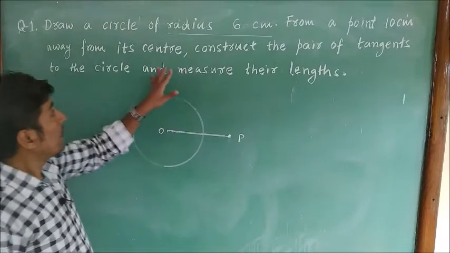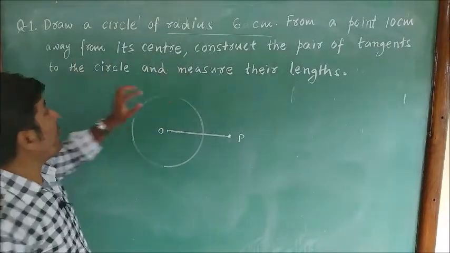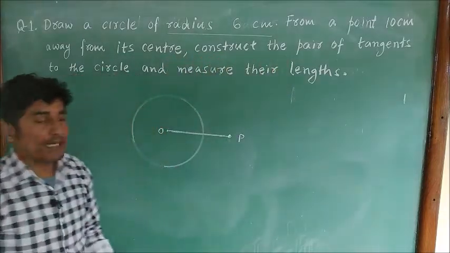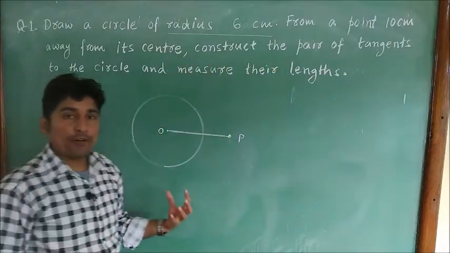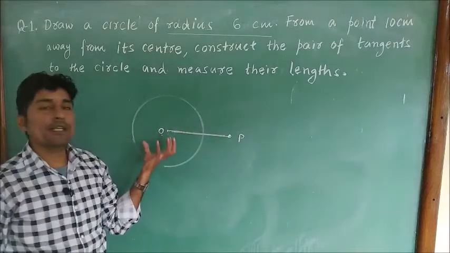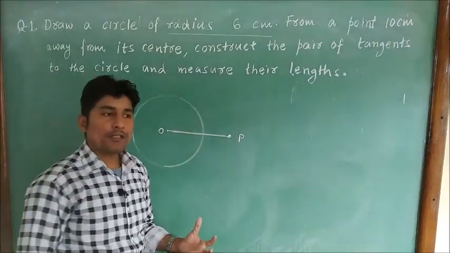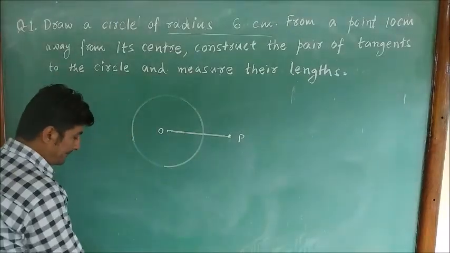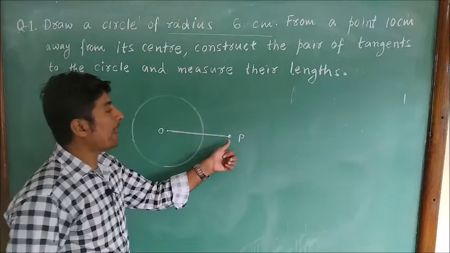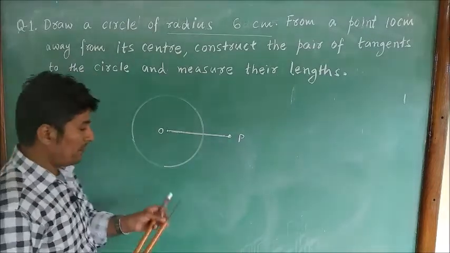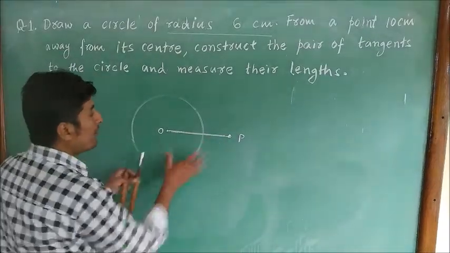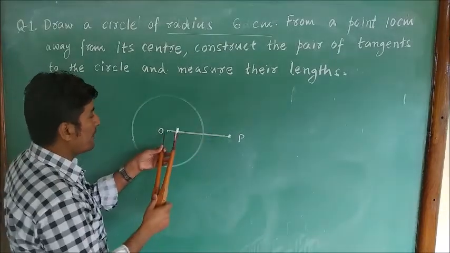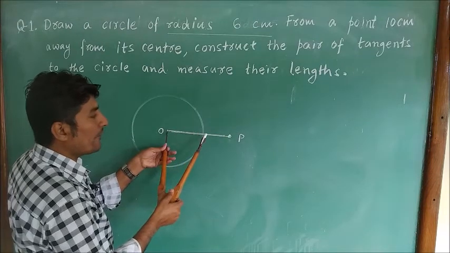Now, the next line of the question is, from a point 10 cm away from its center, construct the pair of tangents. Now we will draw the pair of tangents from point P to this circle. So let us see how to draw the pair of tangents from the external point. For that, we will bisect PO. To bisect PO, we will take an arc more than half of OP.